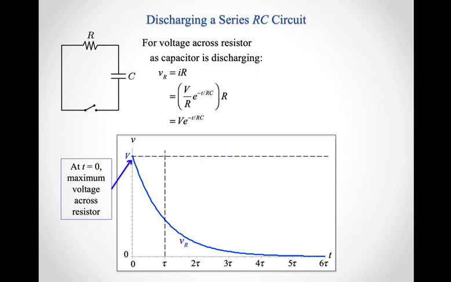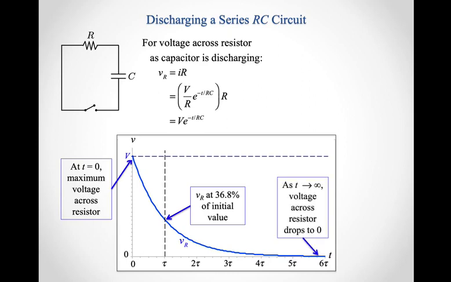So initially, we see the maximum voltage drop across the resistor. As the charges run off the plates of the capacitor, the current decays, which means that the voltage across the resistor decays. And after one time constant, it has already decayed to 36.8% of its initial value. Again, if you wait long enough, because there's no longer any current flowing through the circuit, there's no voltage drop across the resistor. So the voltage drop across the resistor decays away to zero as all the charge runs off the plates.